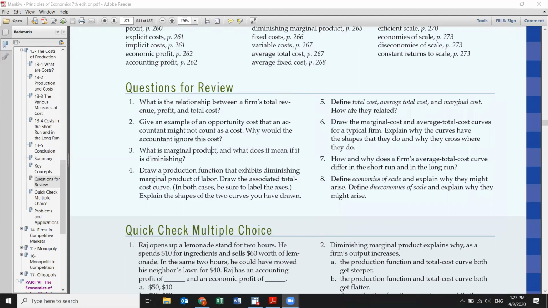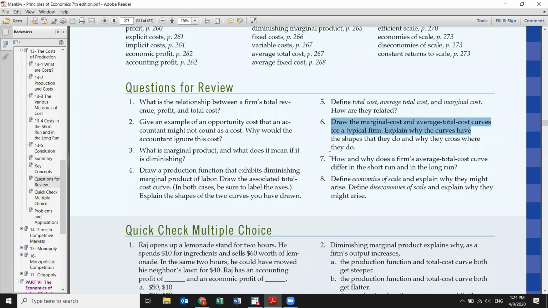Okay, let's move on to defining total cost and average total cost. I think that we don't need to define it because we already defined what total cost, average total cost, and marginal cost are, and how they're calculated. Everything is already obvious. We already reviewed it. Coming to question number 6. Draw the marginal cost and average total cost curves for a typical firm.